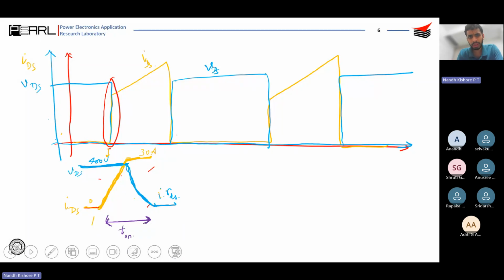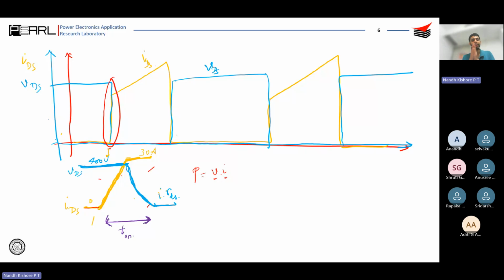You know that for any generic application, if there is an overlap of voltage and current, there is going to be some loss, because you know that P is simply V into I. So if V is non-zero and I is non-zero, then there will be some overlap and there will be some losses. This is what is known as the turn on loss of the device or the switching losses of the device.